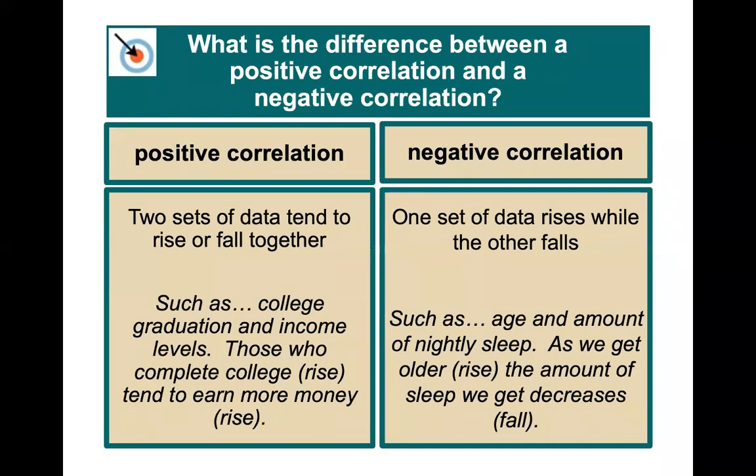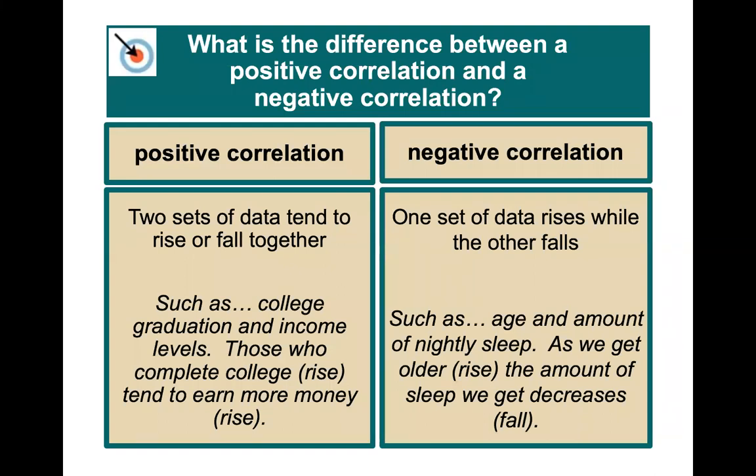So how about the difference between a positive correlation and a negative correlation? We have to be careful with these terms because sometimes we think positive, negative, good, bad, but that isn't what it means in this instance. So a positive correlation means that two sets of data tend to rise or fall together, such as college graduation and income levels. Those who complete college tend to earn more money. So as your completion of college rate goes up, your tendency to earn more money goes up as well.